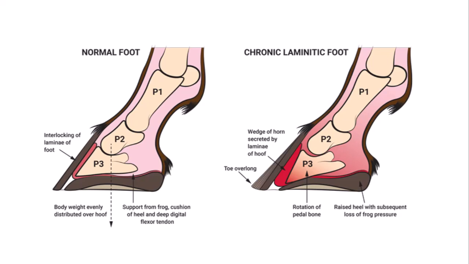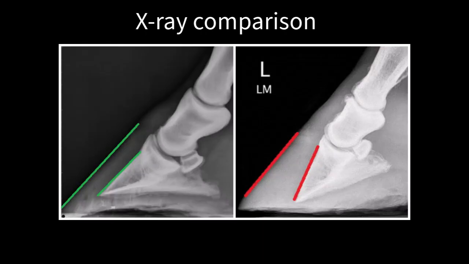Laminitis occurs when bacterial endotoxins and lactic acid disrupt the blood flow to the laminae. It causes them to swell, and it's very painful. It can also cause tissue death in severe cases.